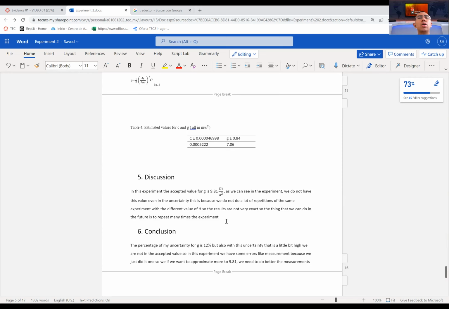So in this case, what we can do to improve this experiment and do it better is to repeat the same experiment many times with the same value of h.